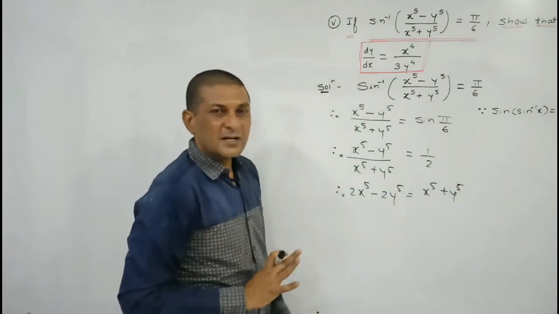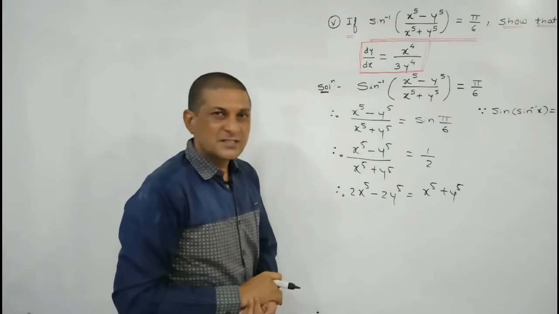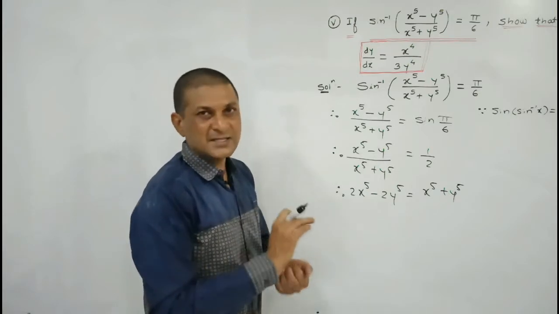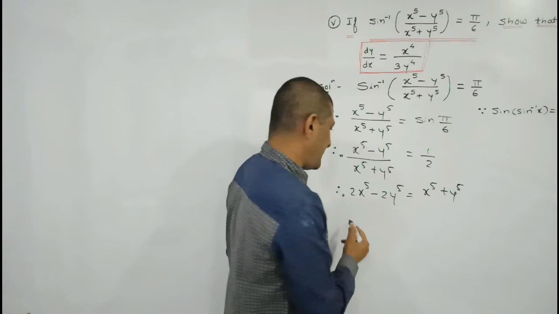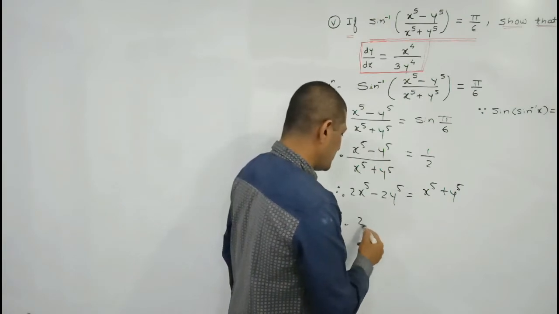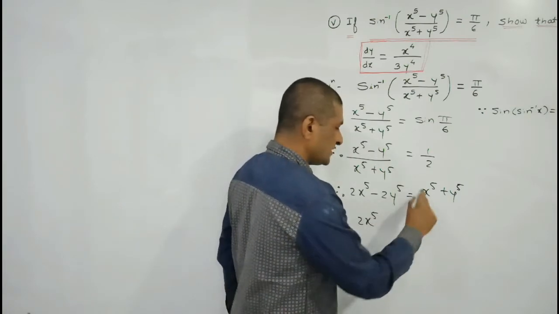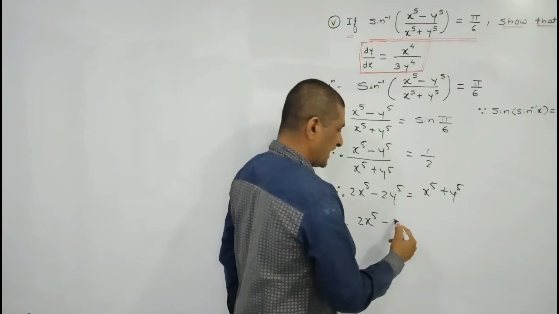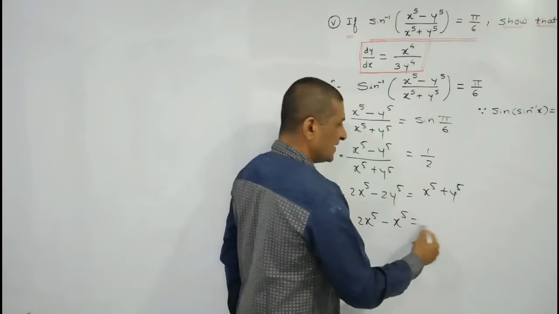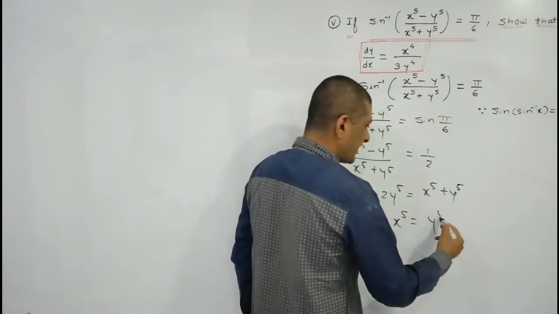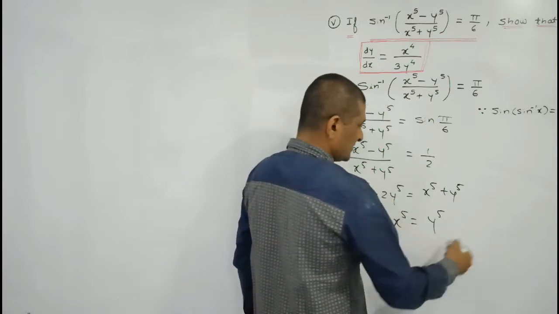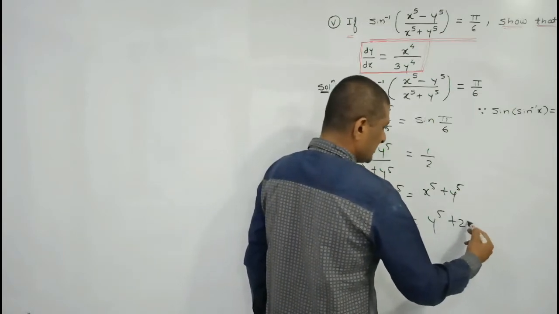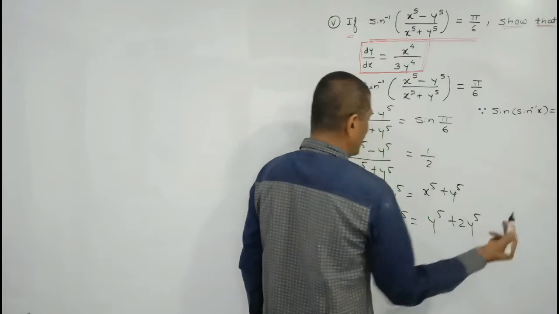Okay. Now on one side we are collecting the terms of x, and on another side we are collecting the terms of y. So therefore here 2x raised to power 5, keep it as it is, this plus term on this side will become minus x raised to power 5, and on this side y raised to power 5, keep it as it is, this minus term on this side will become plus 2y raised to power 5.